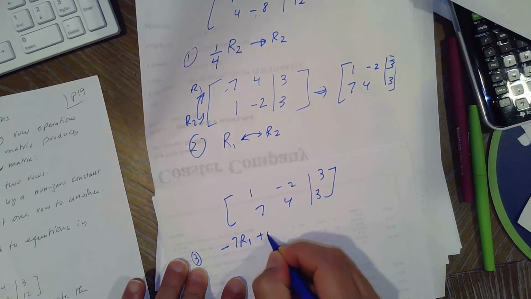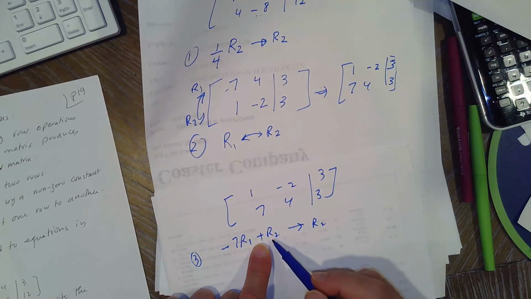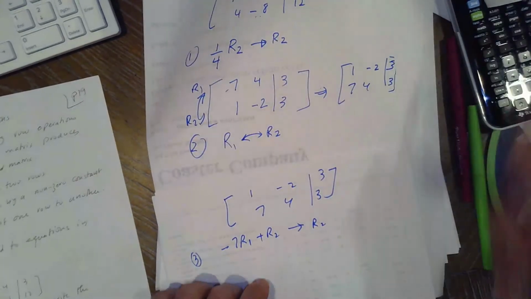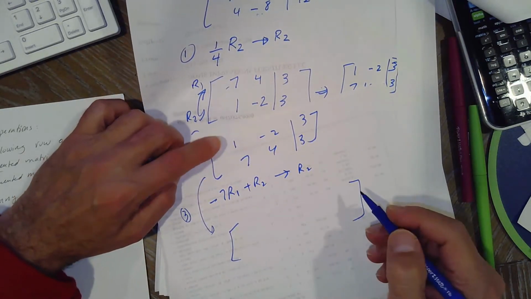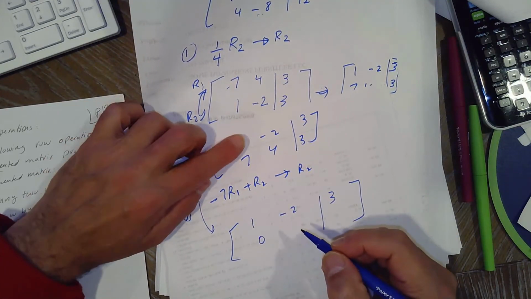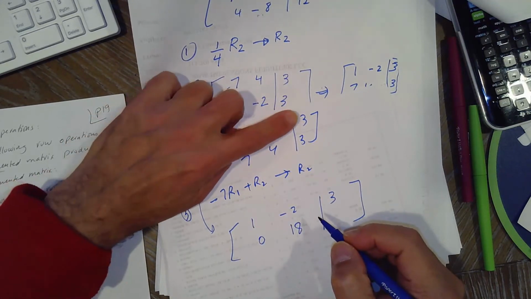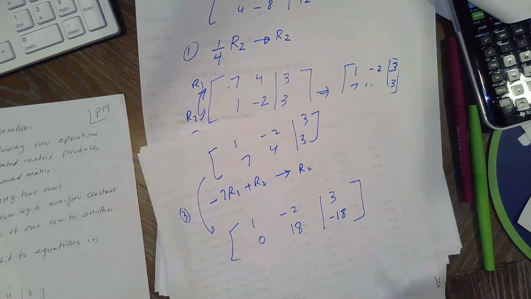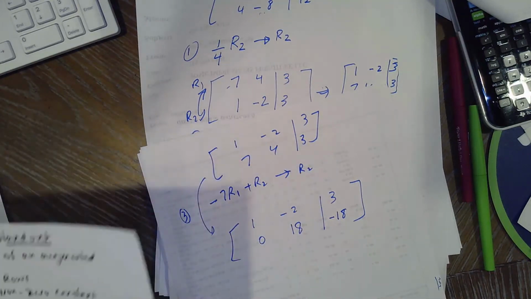Now I want to do -7 R1 plus R2 to go over R2. So I'm adding a multiple of R1 to R2, okay? Adding a multiple of one row to another row is okay. So we're going to do -7 times R1 and then add it to R2. So -7 times 1 is -7 plus 7 is 0. -7 times -2 is 14 plus 4 is 18. -7 times 3 is -21 plus 3 is -18. Okay, so we gotta get familiar with those operations. We're gonna practice a lot of them.